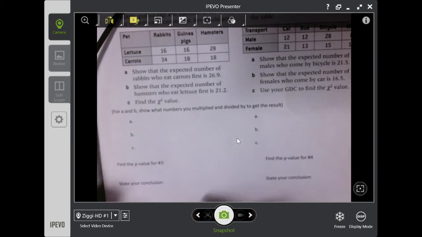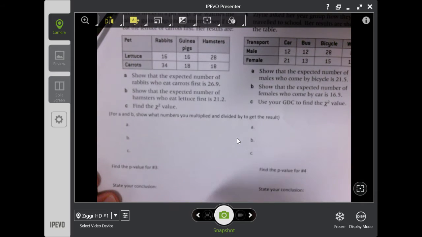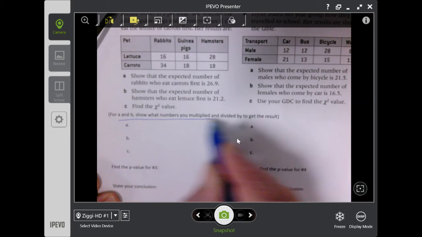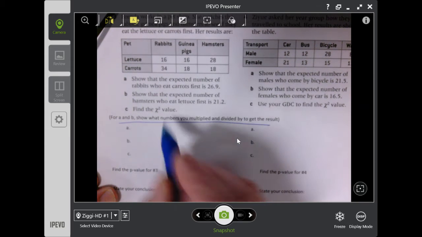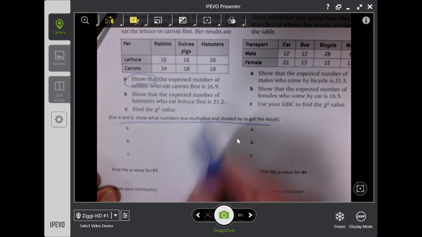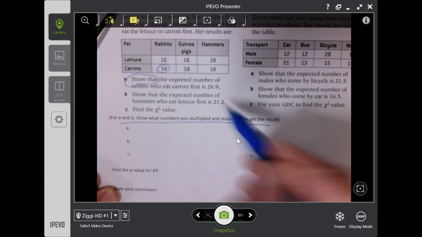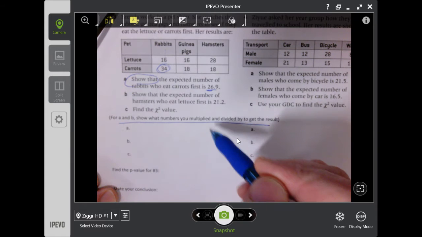So I wanted to share some answers with you that you couldn't check when you submitted that teacher-made document. It says for A and B, show what numbers you multiplied and divided together to get the result. It says show that the expected number of rabbits who eat carrots, so rabbits and carrots right here, is 26.9.